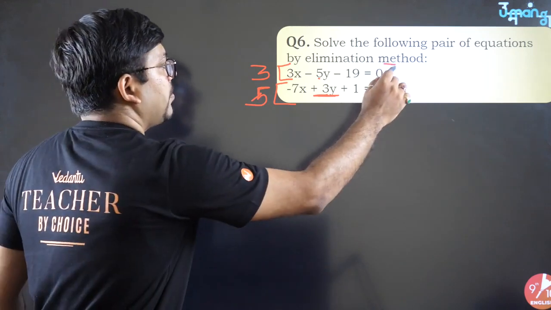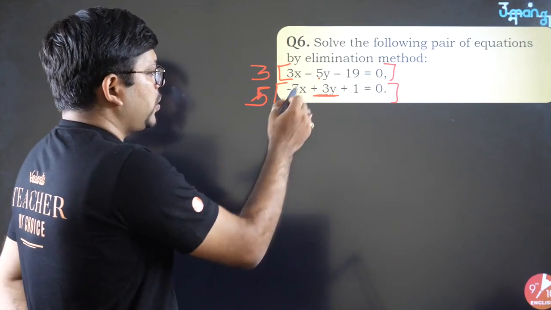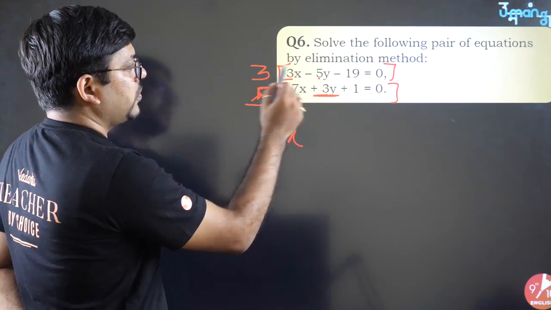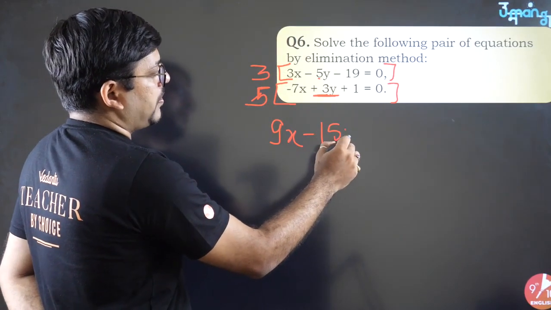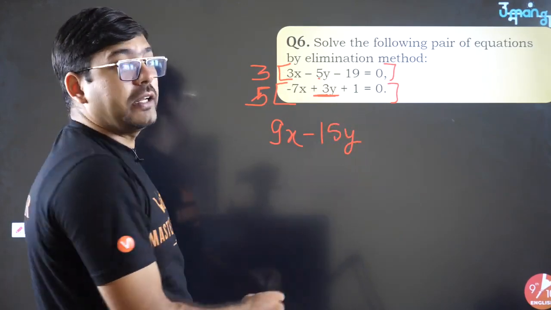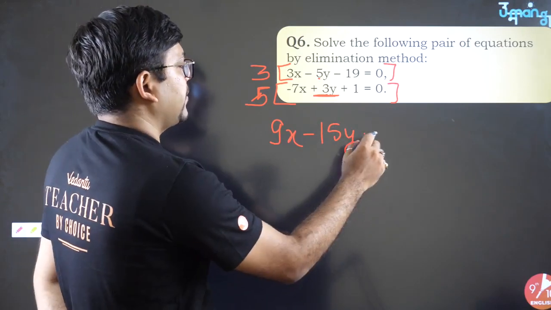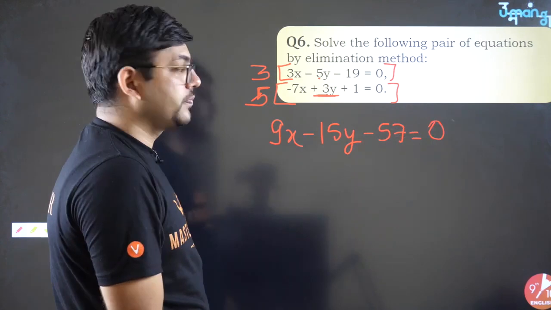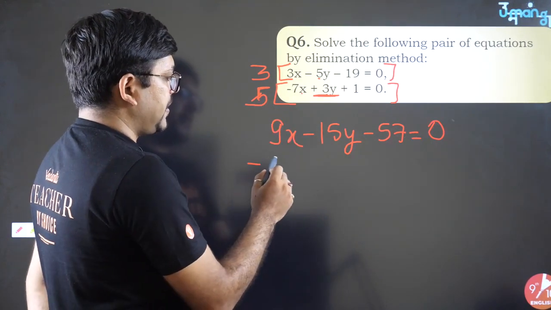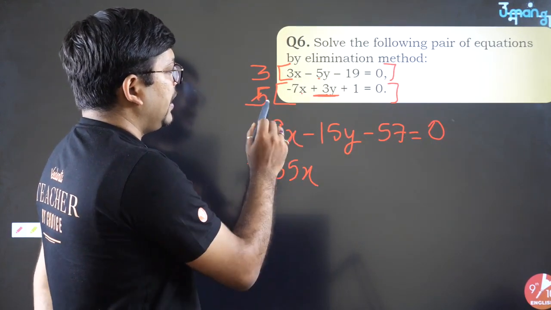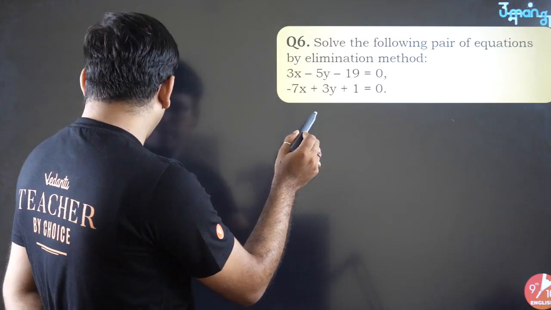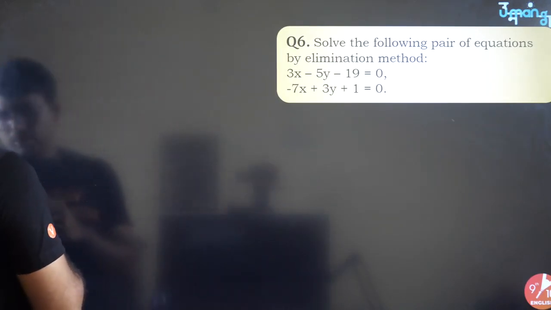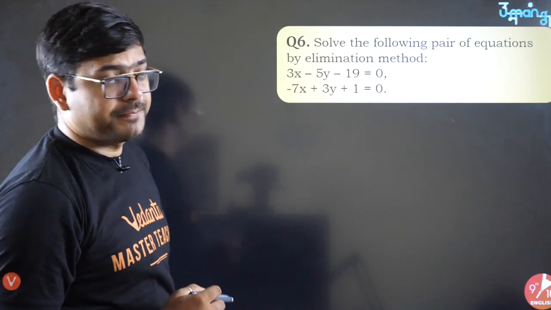So 3 into 3 is 9x. 3 into minus 5 is minus 15y. 3 into minus 19 is minus 57, equals 0 into 3, that is 0. 5 into minus 7, that is minus 35x, and 5 into 3, did I do something? Okay, by mistake it happened, sorry for that.